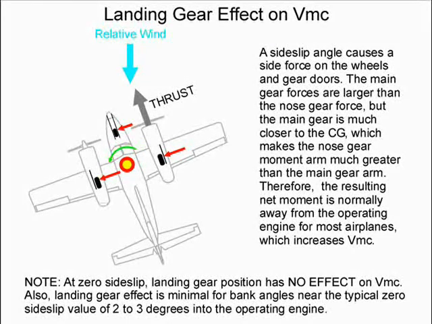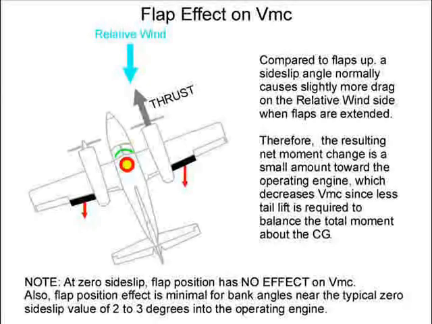Now let's look at the effect of flaps. Compared to flaps up, a side slip angle normally causes slightly more drag on the relative wind side when flaps are extended. Therefore, the resulting net moment change is a small amount toward the operating engine, which decreases VMC, since less tail lift is required to balance the total moment about the CG. Like the landing gear case, at zero side slip, flap position has no effect on VMC. Also, flap position effect is minimal for bank angles near the typical zero side slip value of 2 to 3 degrees into the operating engine. Again, the actual effect of flap extension on a particular airplane requires in-flight measurement.